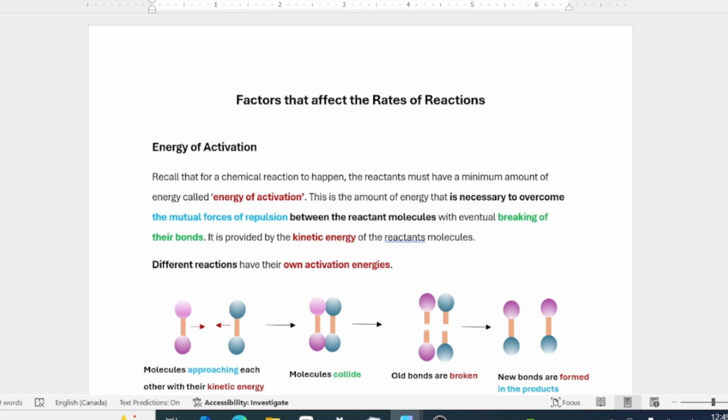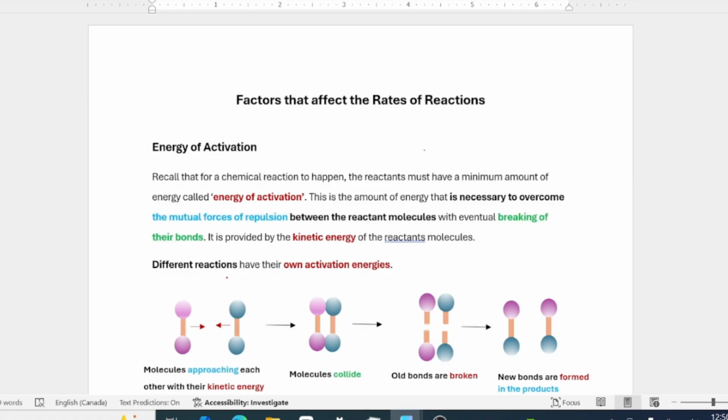One of the factors that affects the rates of reaction is what is called the energy of activation. Recall that for a chemical reaction to happen, the reactants must have a minimum amount of energy called energy of activation. This is the amount of energy that is required to overcome the mutual forces of repulsion between the reactant molecules with eventual breaking of their bonds.